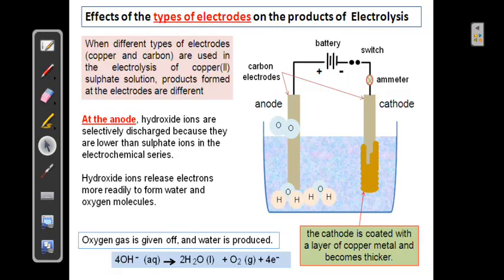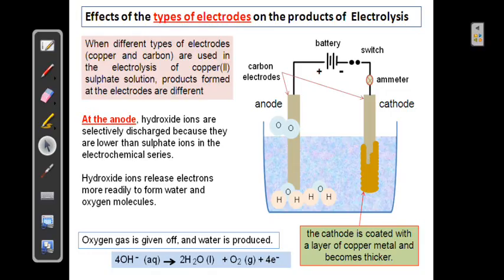So the half equation here is written as 4OH negative aqueous as the reactant will yield 2 water molecules plus an oxygen molecule, O2 gas, after releasing the 4 electrons. So you have seen the difference at the cathode and the anode.